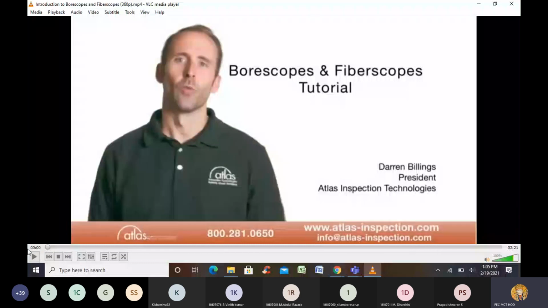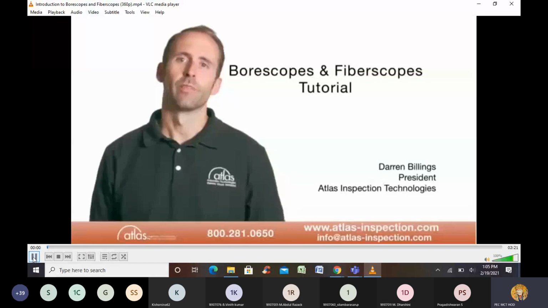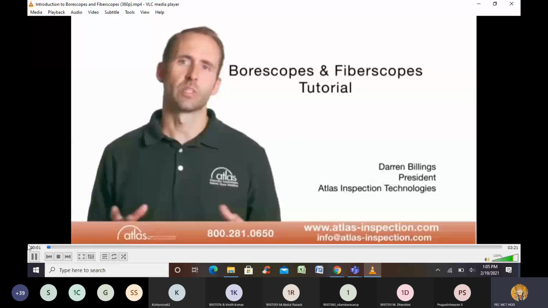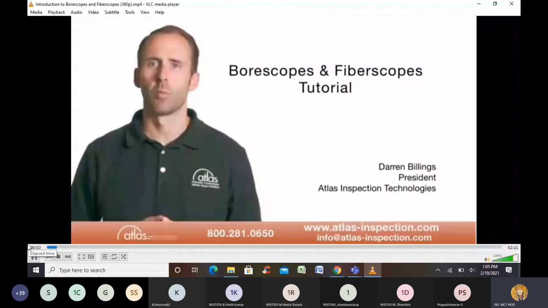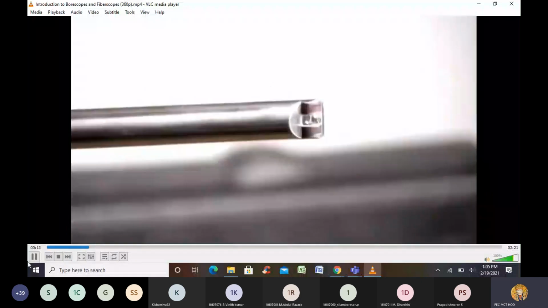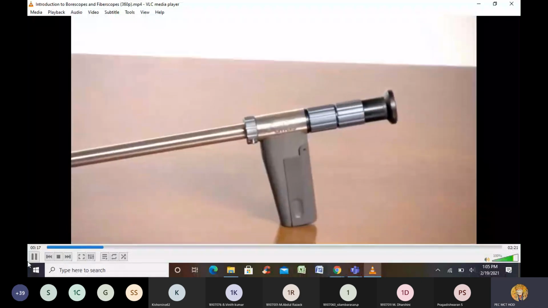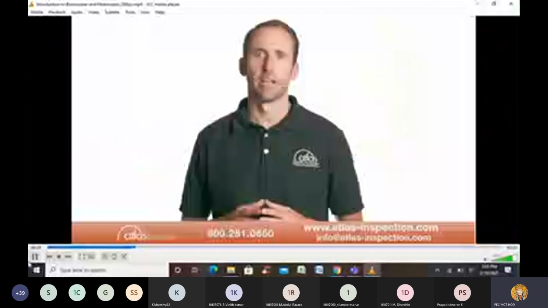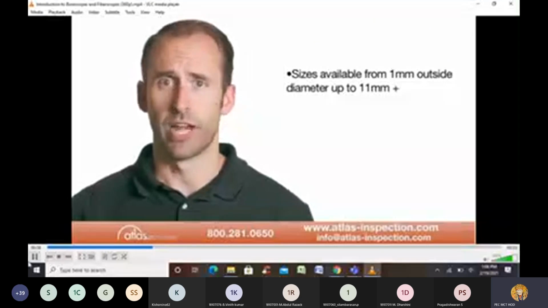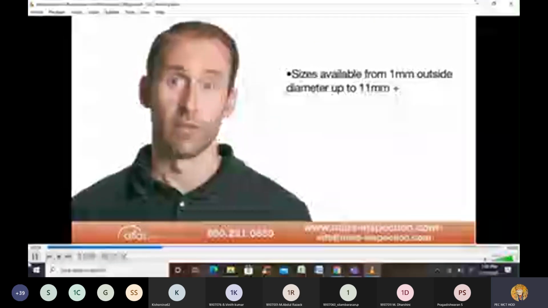Welcome to Atlas Inspection's brief borescope and fiberscope tutorial. For complete operating and maintenance guidelines, always refer to the operator's manual. Borescope, in specific terms, refers to a rigid instrument with optics and lighting which allow visual inspection inside of a small bore. Fiberscopes are similar with the exception that they are flexible and typically have distal tip articulation for scanning inside of an inspection area. Both borescopes and fiberscopes are available in sizes from around 1 millimeter outside diameter up to 11 plus millimeters.